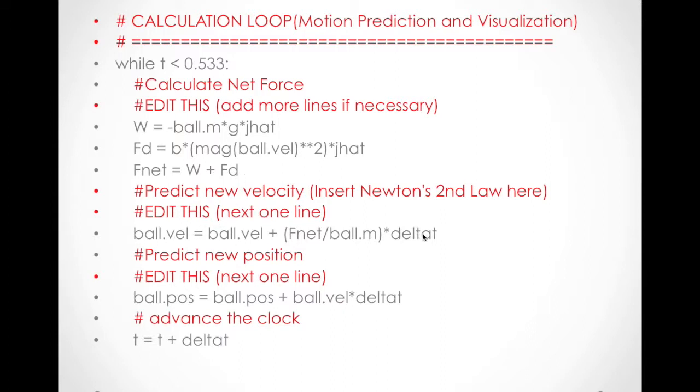So here's where I insert Newton's second law. Ball.vel equals ball.vel plus Fnet divided by ball.m times delta t. And here is just predicting the ball's position. Ball.pos equals ball.pos plus ball.vel times delta t. And here I specify the change in time for the calculation.